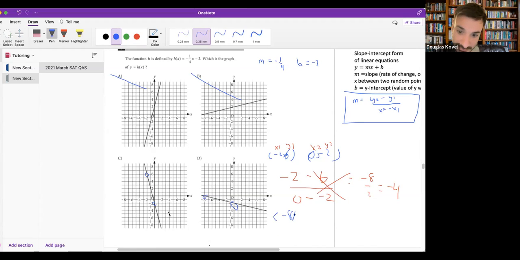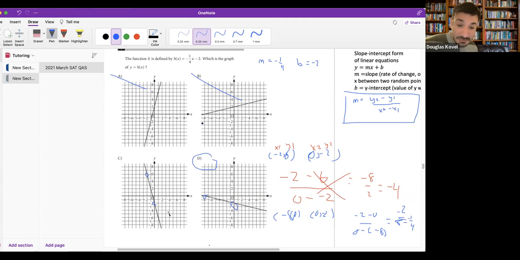And I also have (0, -2). So if I do the slope between those, I should see that it ends up working out. So I could do -2 minus 0 over 0 minus -8, and I get -2 over 8, which is -1/4. So that works. So D would be correct.